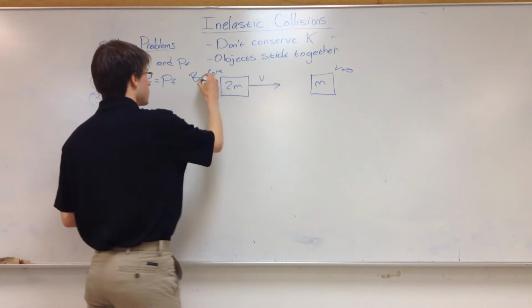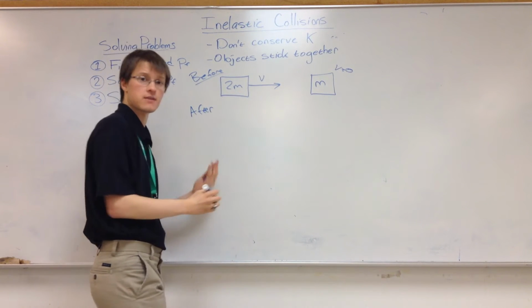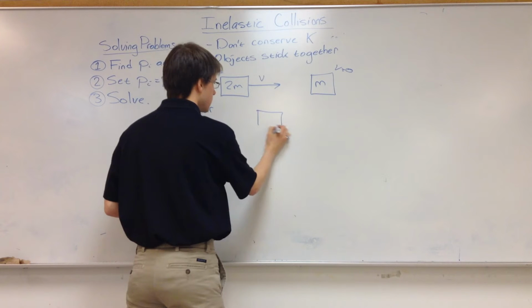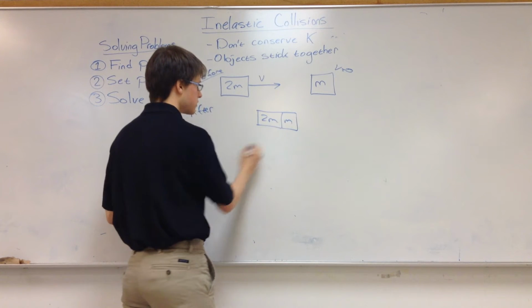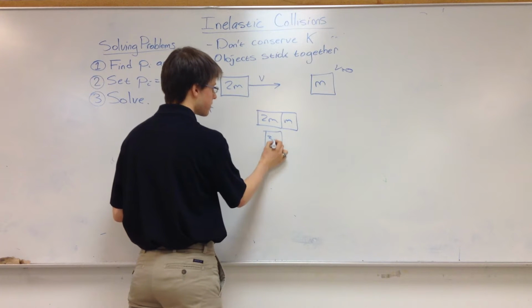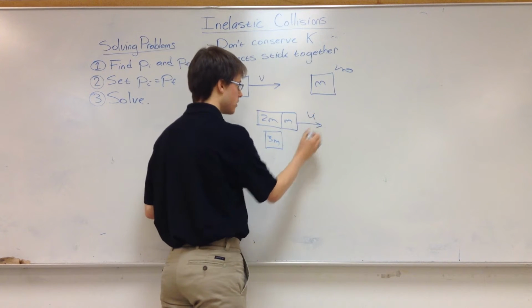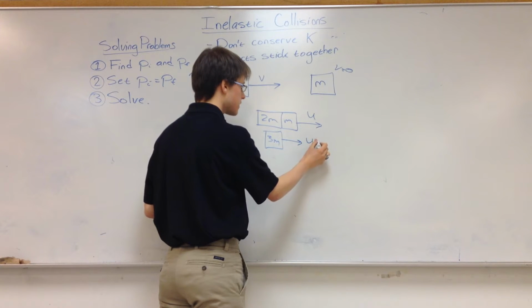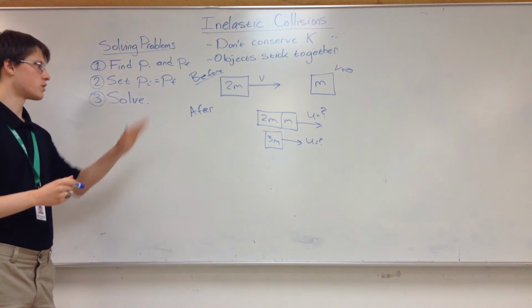Well, we draw our after picture, and afterwards they're both going to be sticking together. You could draw 2m and m connected, or you could just add up the masses and say now you have 3m. Either way, they're going to be moving to the right with an unknown speed, which we're going to call u, and that's what we want to solve for. So let's go through our steps.